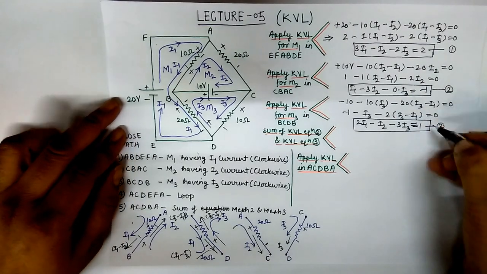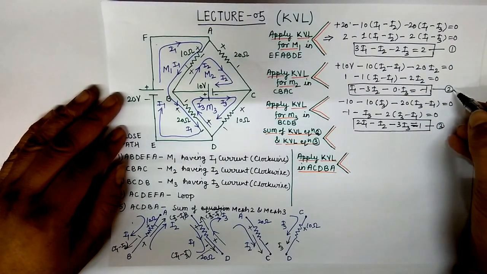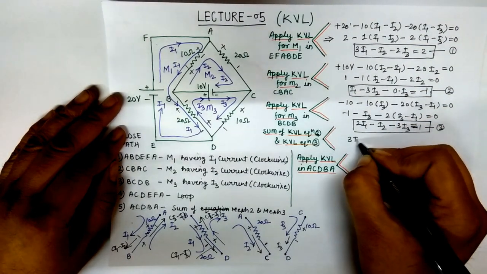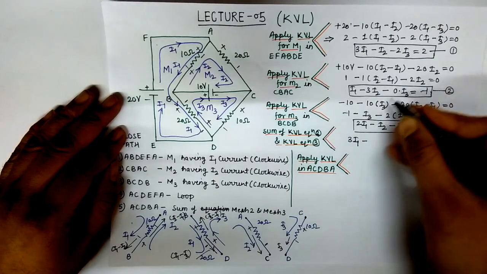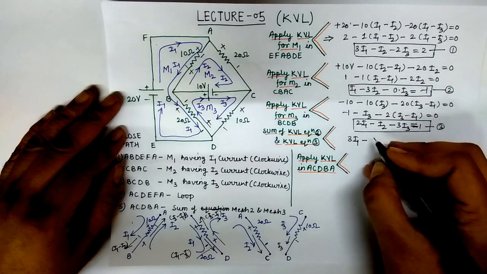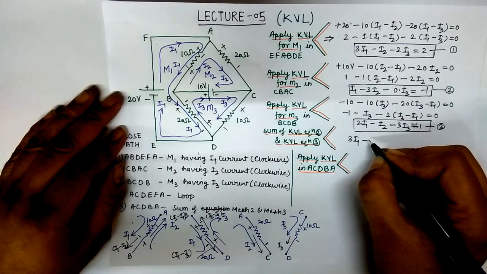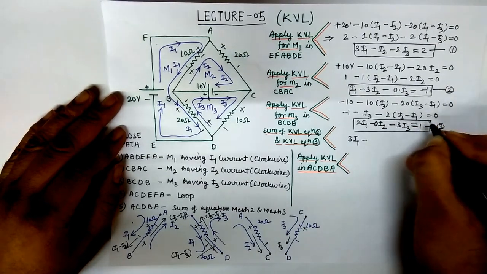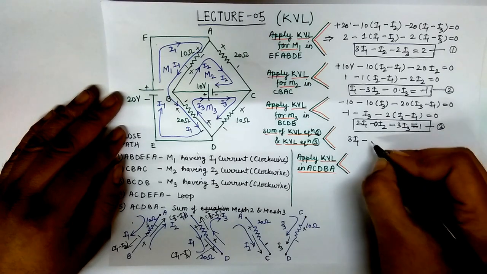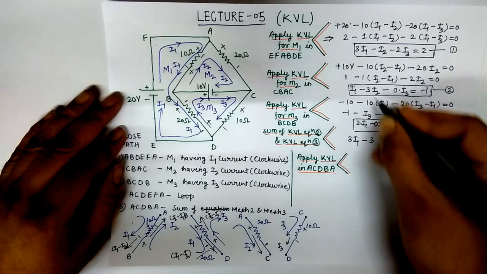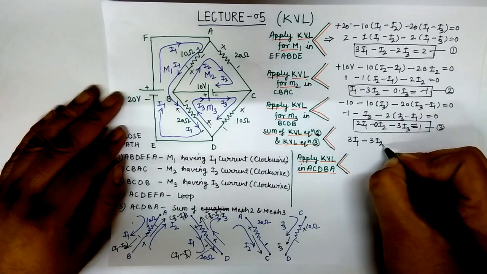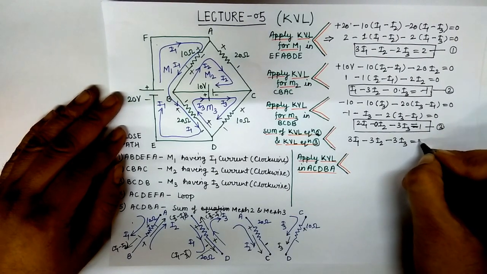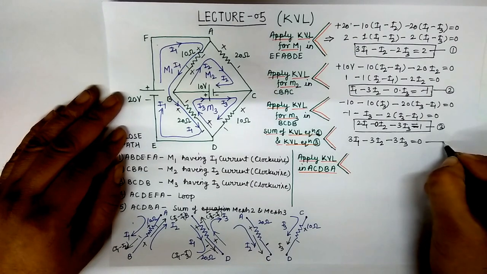Now if we add the second and third equation, it would be 3I1, there is no term of I2, so it would be minus 3I2 and minus 3I3 is equal to 0. So this is equation number 4.